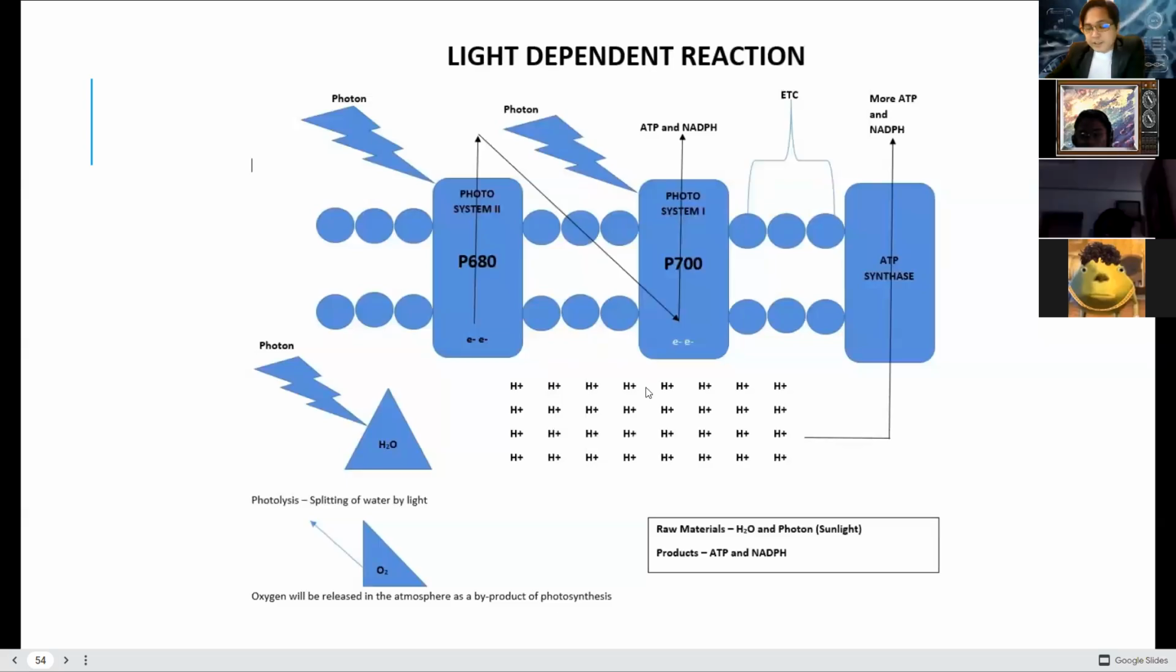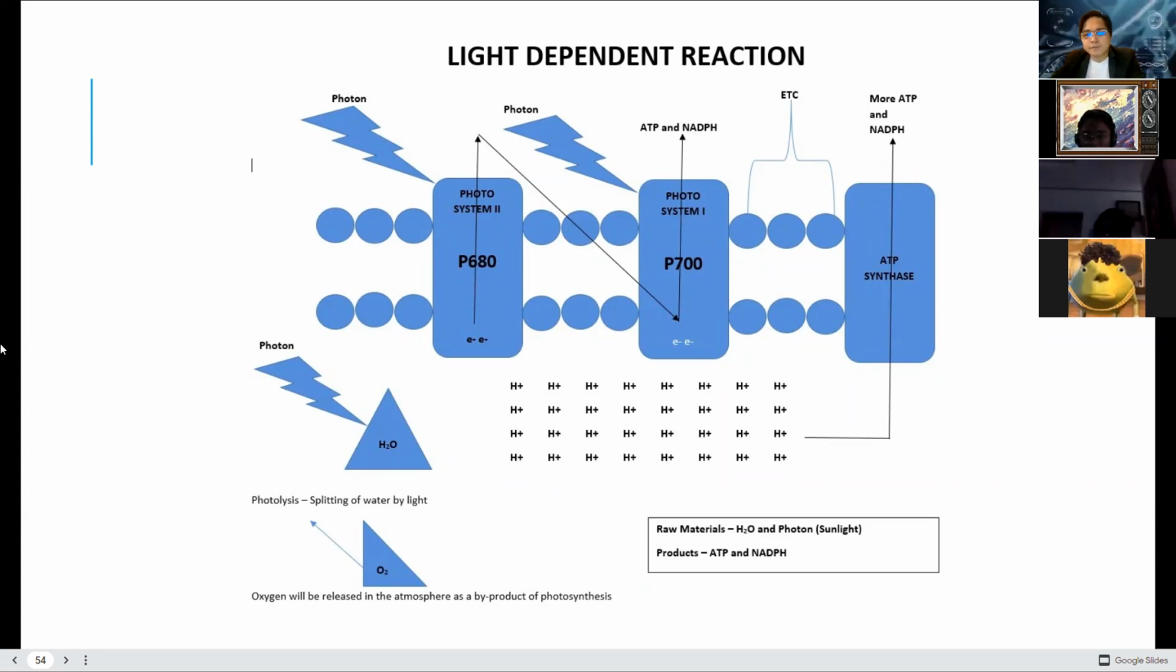Good morning, mga anak. We are now in the light-dependent reactions. As you can see, this is the illustration. This one is the thylakoid membrane. Remember the thylakoid? This one?